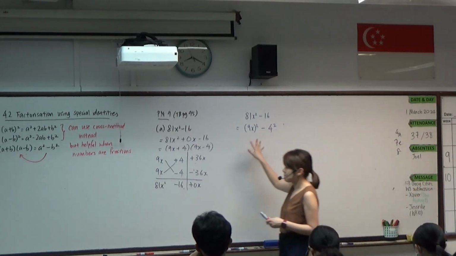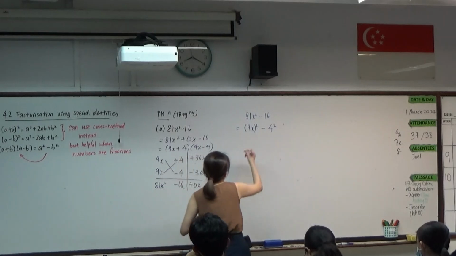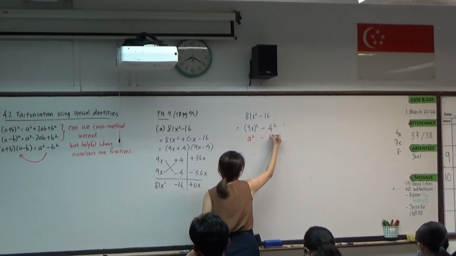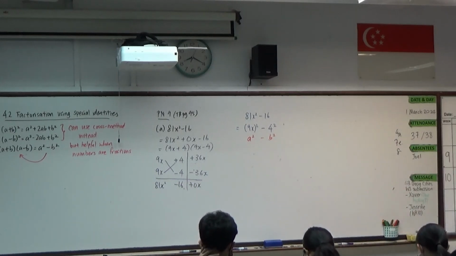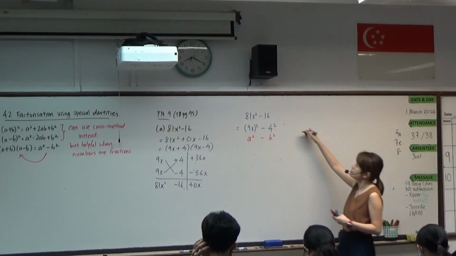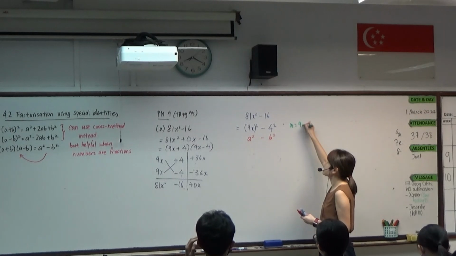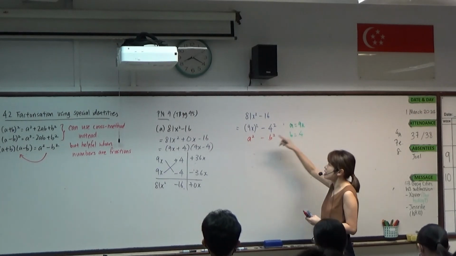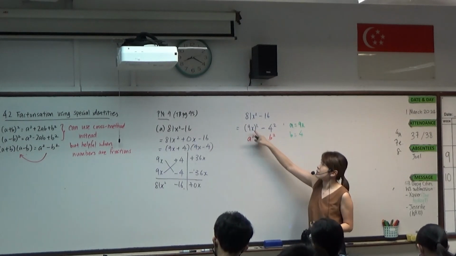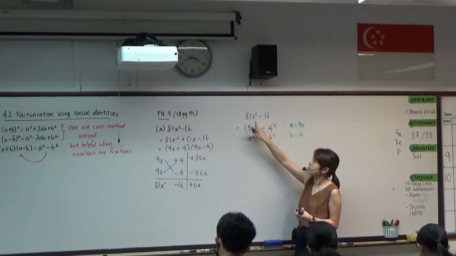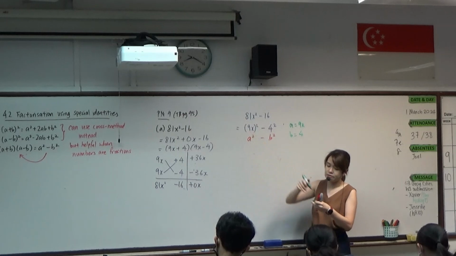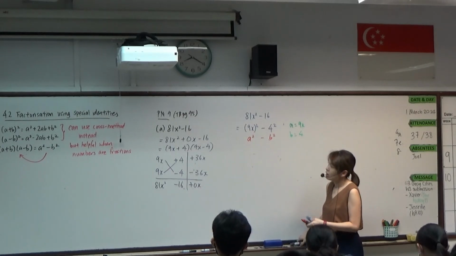So if I were to compare this with my a squared minus b squared, I am trying to recognize that a is going to be 9x and b is equal to 4. So I'm doing a parallel matching up. It must be with brackets, because this square here belongs to x, while this square belongs to 9x due to the brackets.